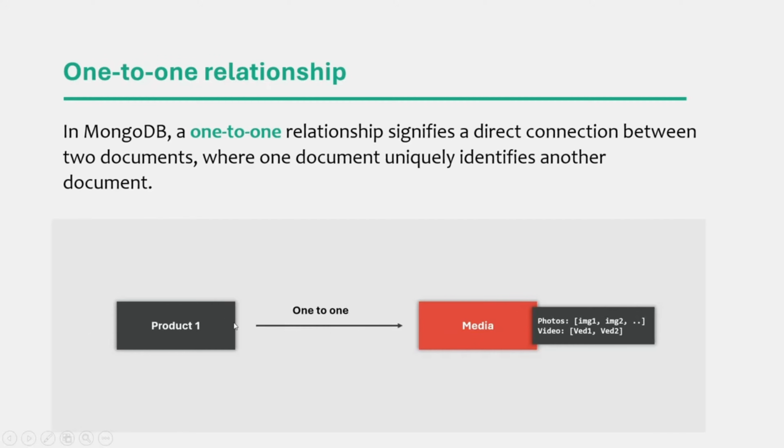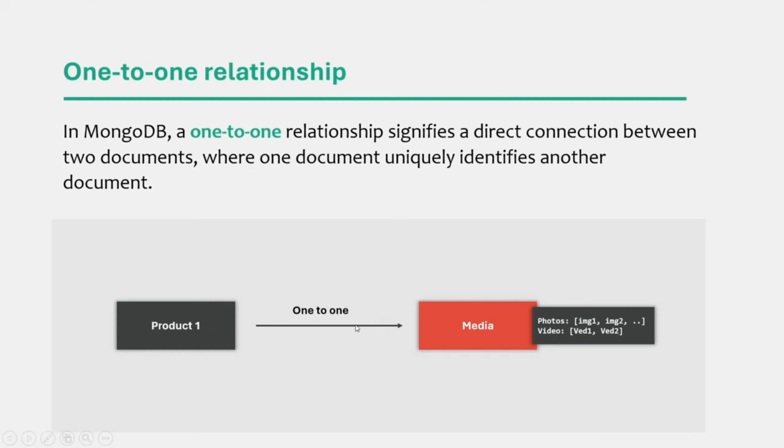Each product is going to have a unique media, and the same media will not belong to two or more products. Here we have a unique relation between the product and the media. Each product is going to have a unique media. No two products are going to have the same media. So here also we have one-to-one relationship.